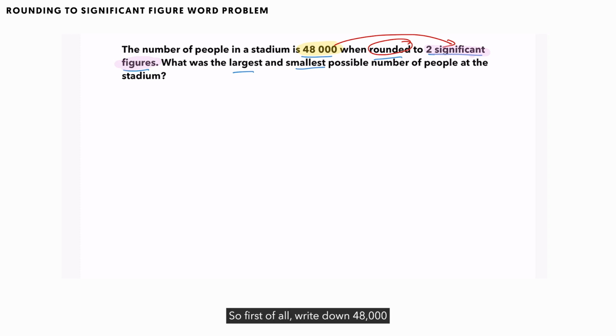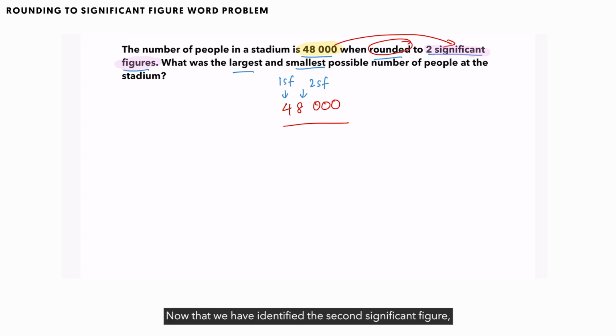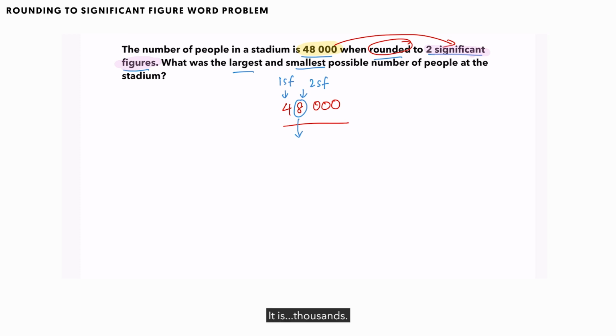So first of all, write down 48,000 and ask yourself, since we're going to be rounding off to 2SF, where is the second significant figure in this number? First digit is 4. This is the first significant figure. Second digit is 8, and this is my second significant figure. Now that we have identified the second significant figure, we're going to ask ourselves, what is the place value of the digit 8? It is thousands.